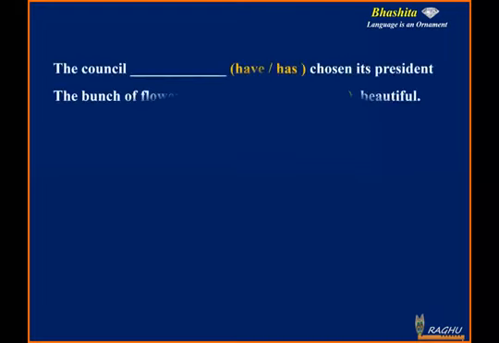Students, let us move on to the next rule now. I have given two sentences on the screen. Let me read them out. The council, the given options are have or has, chosen its president. The second sentence is the bunch of flowers, the given options are look or looks beautiful. Can you say the right answer for the given two sentences here?